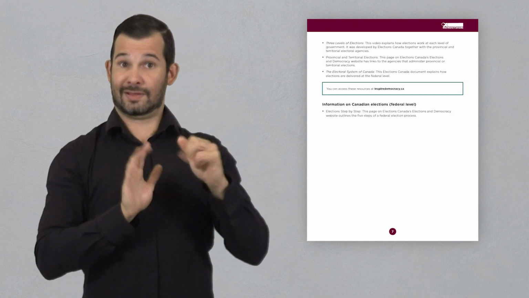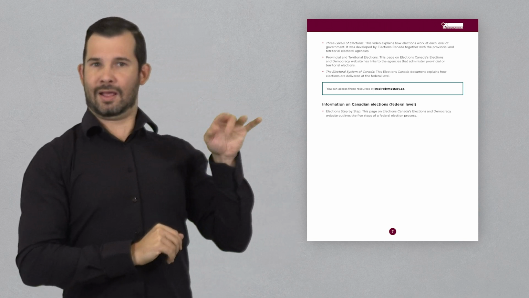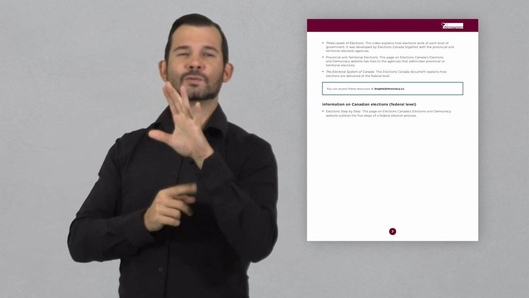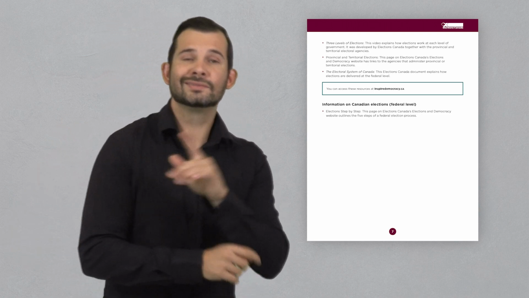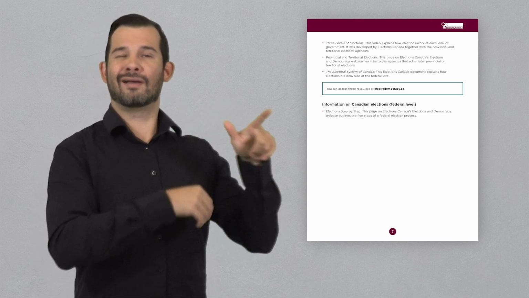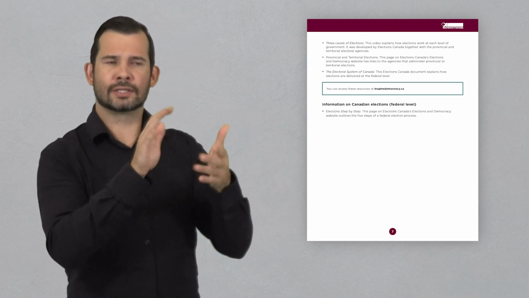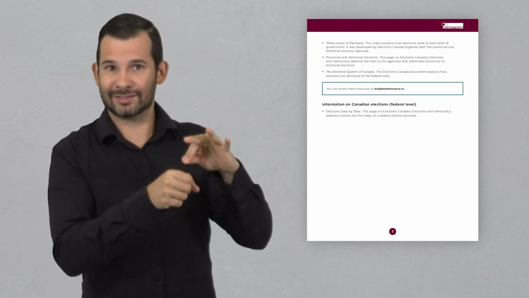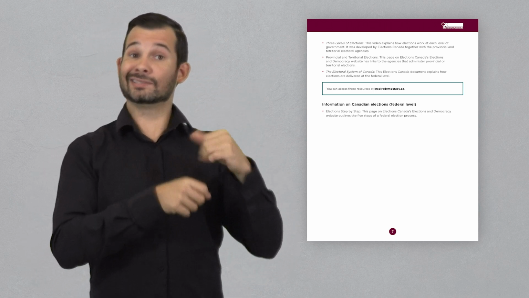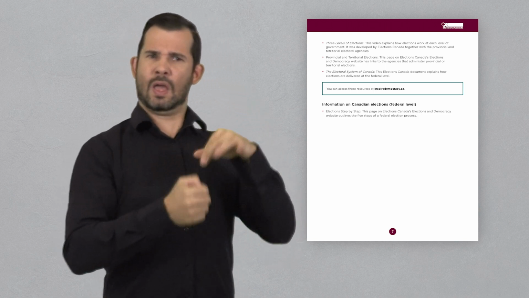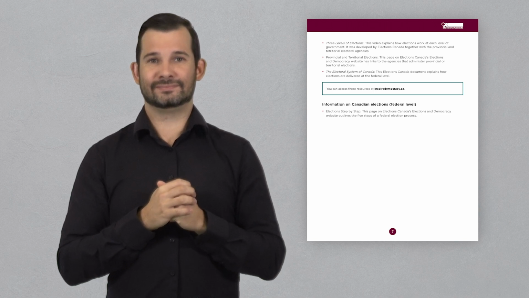3 levels of elections. This video explains how elections work at each level of government. It was developed by Elections Canada together with the provincial and territorial electoral agencies. Provincial and territorial elections. This page on Elections Canada's Elections and Democracy website has links to the agencies that administer provincial or territorial elections. The electoral system of Canada. This Elections Canada document explains how elections are delivered at the federal level.